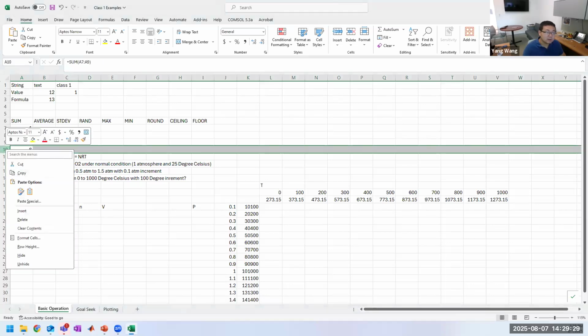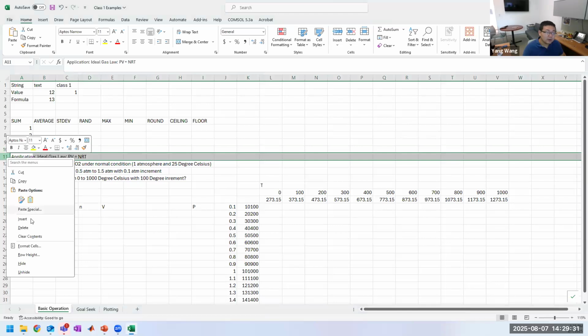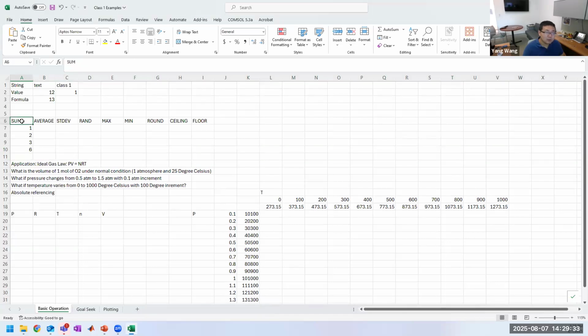Let me just mention here that although I used all capitalized words for these functions, you don't have to use capitalized words. Basically, Excel cannot tell the difference between capitalized and lowercase.